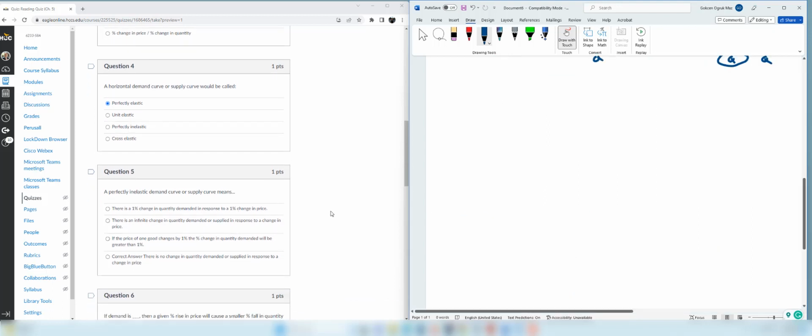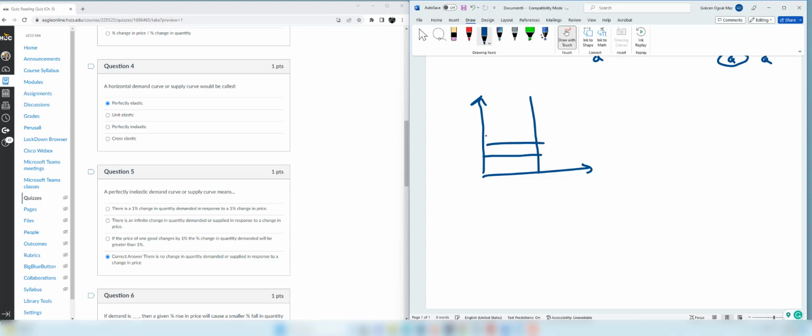Question 5. A perfectly inelastic demand curve or supply curve means which one? So here the right answer is already given, but I want you not to memorize this but understand this. Perfectly inelastic. So whatever the price, price increases in this direction, the quantity is always the same amount. If it's $10 you buy 100 units, if it's $20 you buy 100 units, or the supply is the same. If it's $10 you supply 100 units, $20 you supply 100 units. So there is no change in quantity demanded or supplied in response to a change in price.